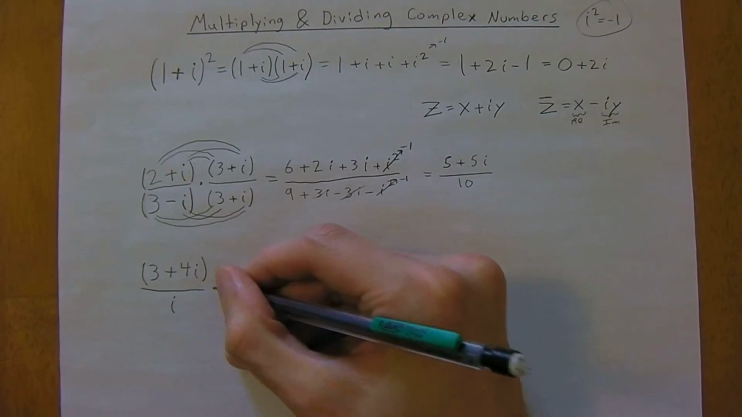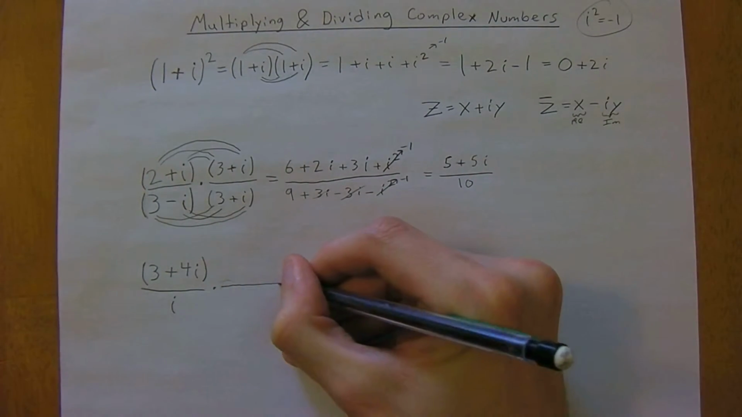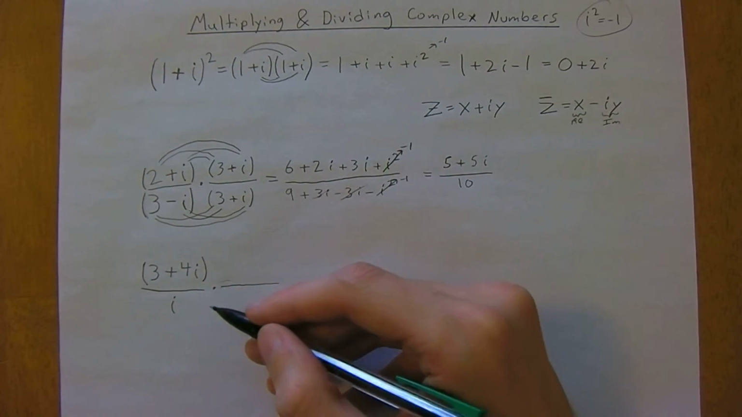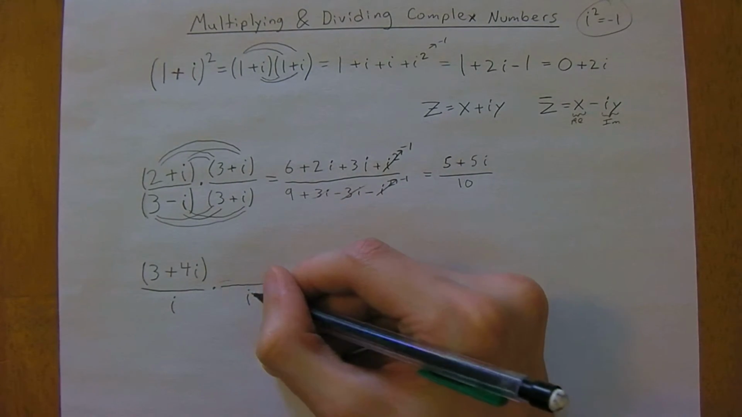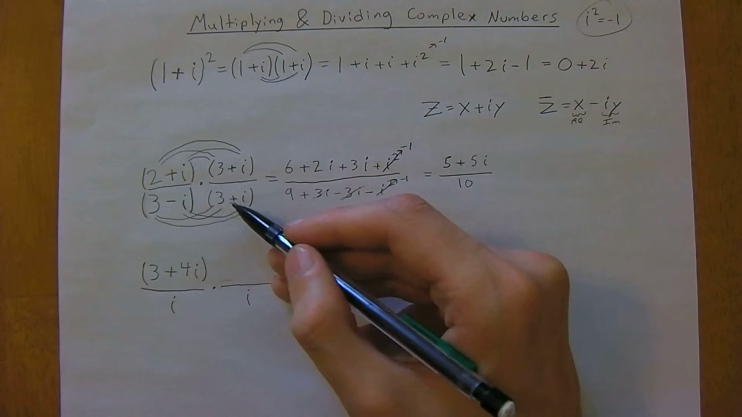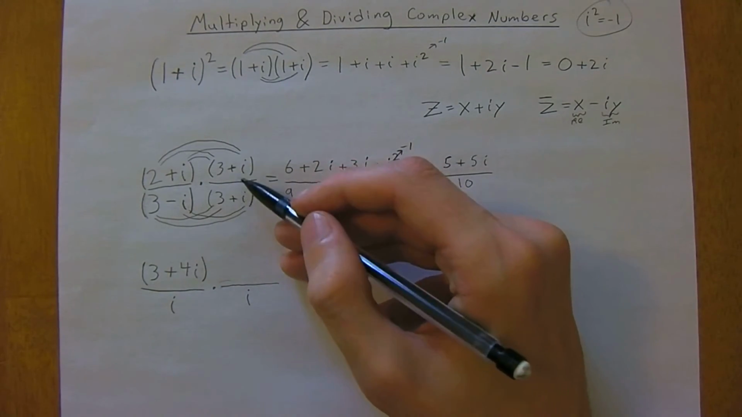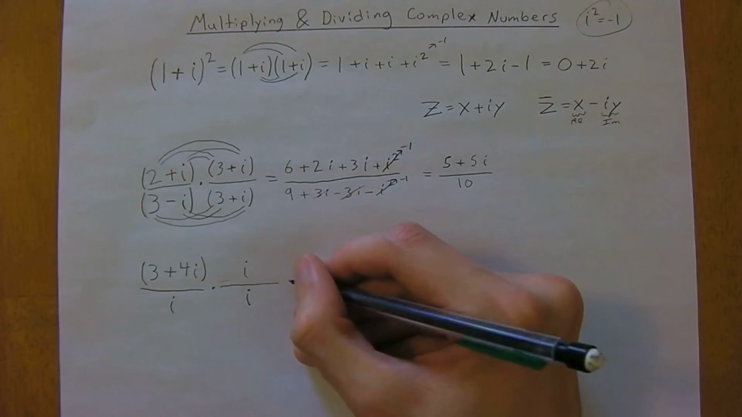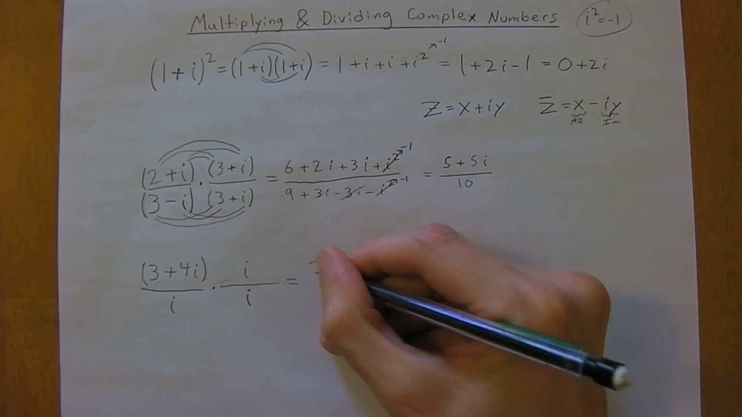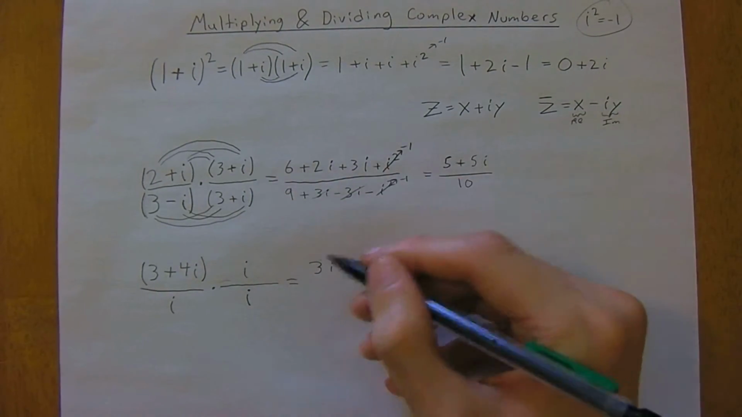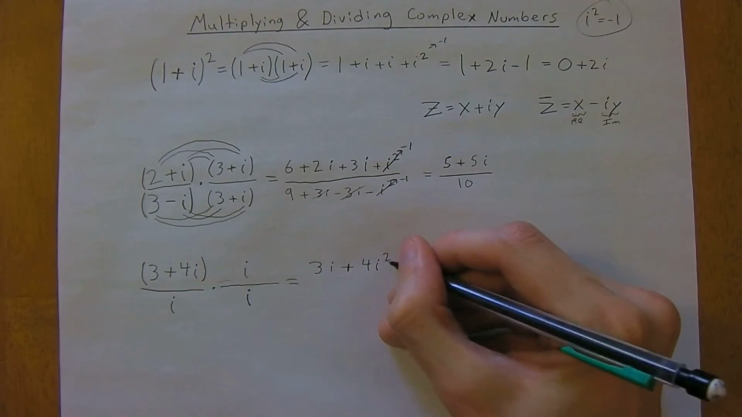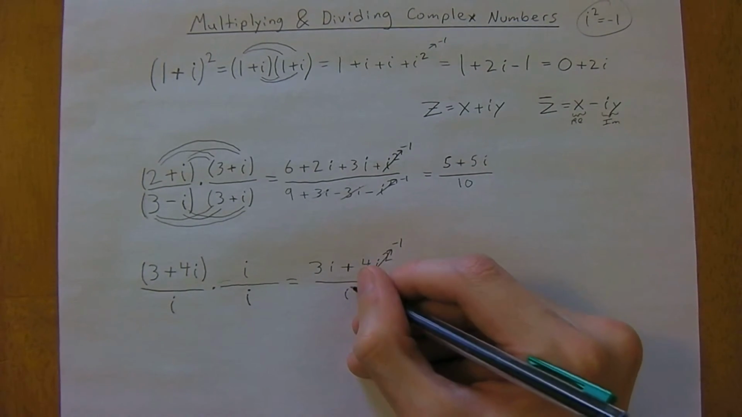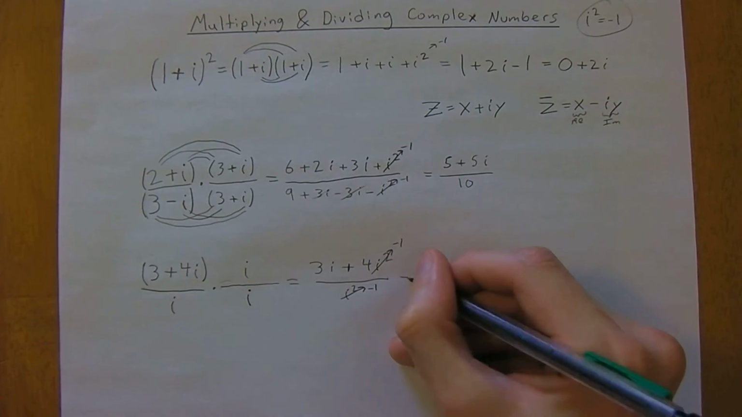But just in case they throw this one in, this is the one scenario that I know of where you don't flip the sign when you get rid of the i in the bottom. You just multiply by i. So usually you take the conjugate of the bottom, multiply the top and bottom by the conjugate. But in this case, we're going to just multiply by i. So 3 times i is 3i, plus 4 times i, which is 4i squared, which is negative 1, divided by i times i, which is i squared, which is of course negative 1.